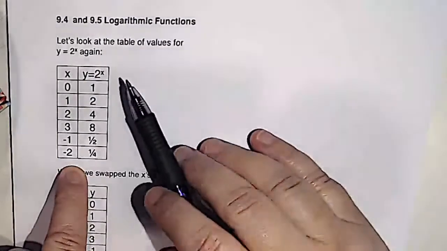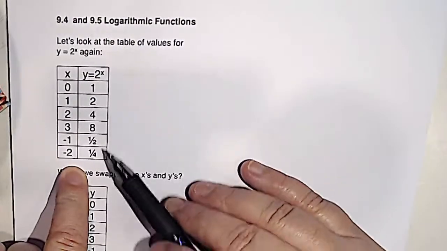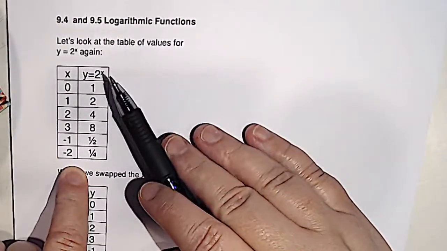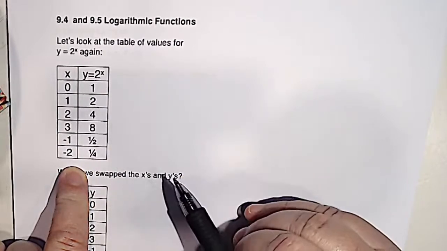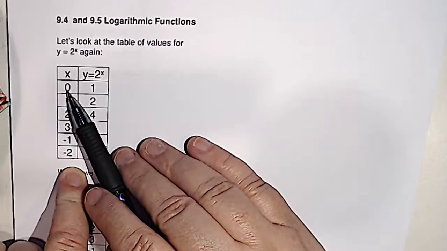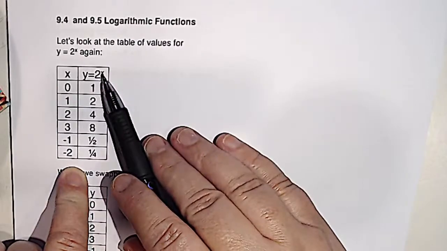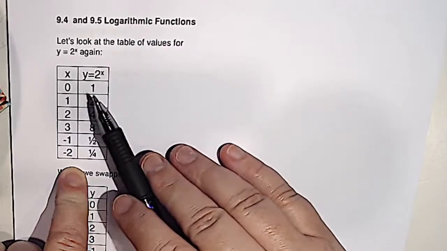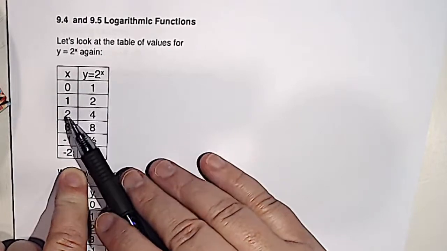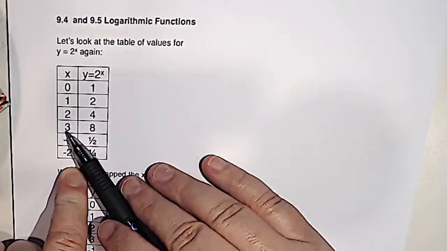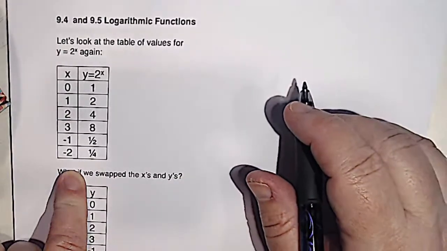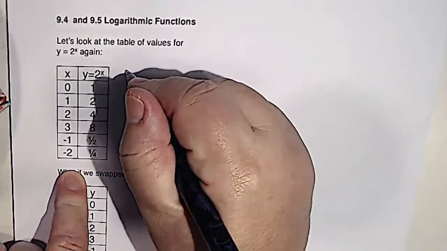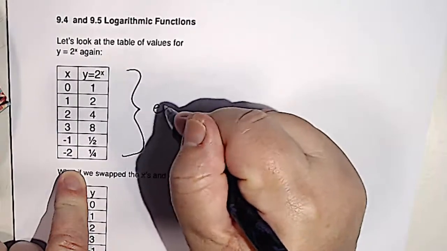We're going to start off with looking at this table. This is the exponential 2 to the x, and this is a table that we talked about in the last section. If x is 0, then y is 2 to the 0, which is 1. If x is 1, then it's 2 to the 1, which is 2. If x is 2, 4, 3, 8, and then a couple of negative numbers to look at the fractions. This is pretty straightforward. This is the exponential function.